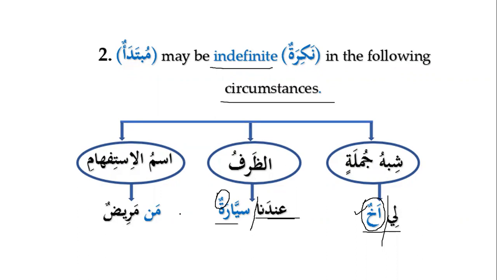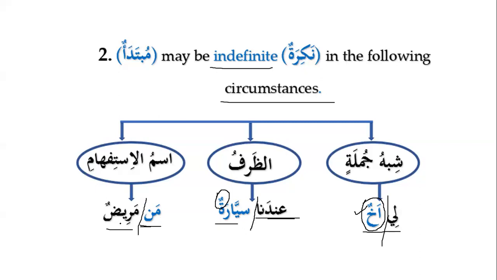And ismul istifham like man, kaifa, ma, all of them, there are around 10 asma istifham. As we can see here, if they are mubtada, they have to be mubtada when the khabar is a common noun as well. So both of them, basically, man is a common noun and maridun is a common noun. So when we have two common nouns together, then we will decide that the first one will be mubtada and the second one will be khabar.